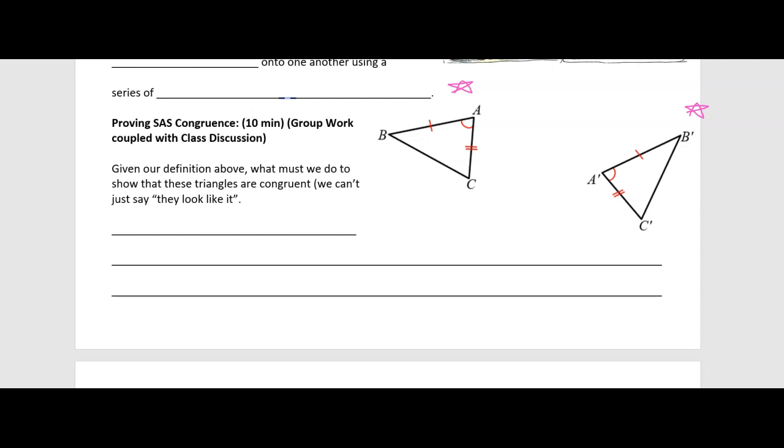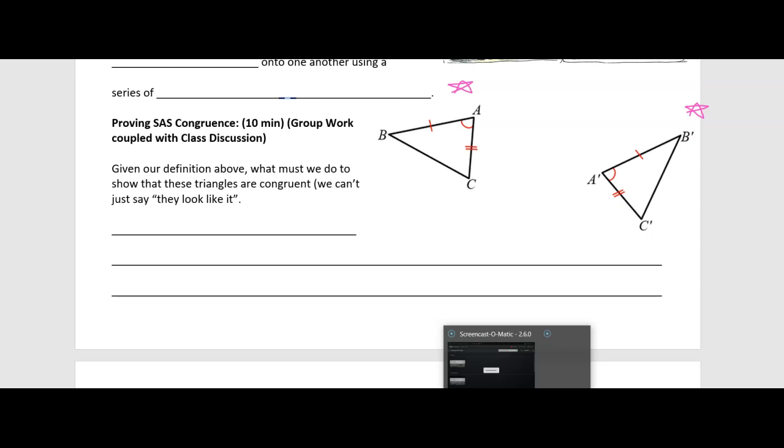And then we can use a shortcut. All right, let's think about this question. It says, given our definition above, what must we do to show that these triangles are congruent? And we are not allowed to just say that they look congruent. So think about what the rigid motions are.